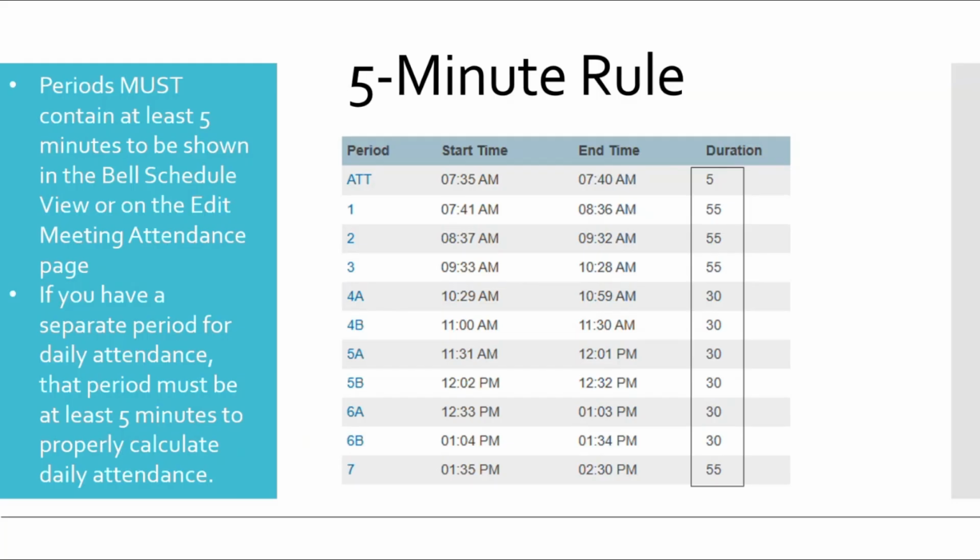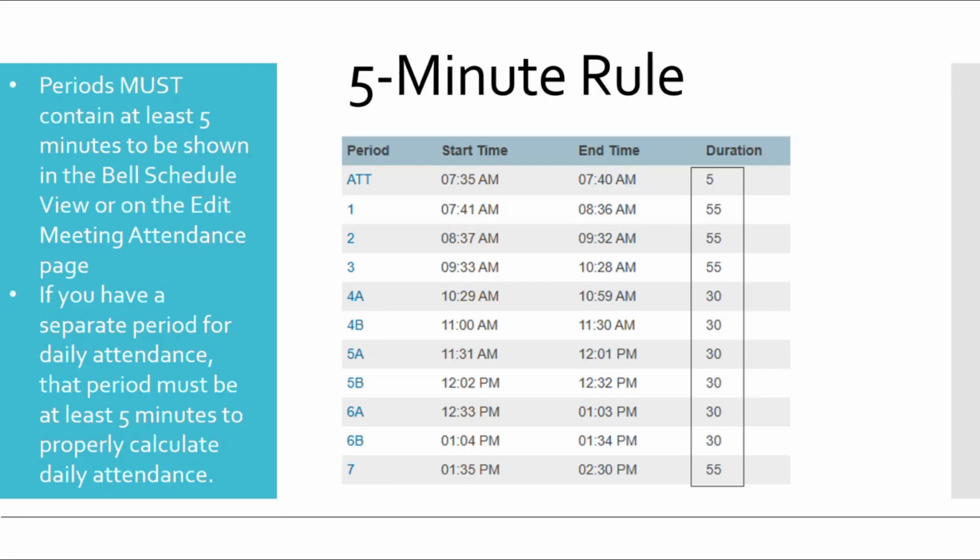So this is where we're getting into some pretty basic best practices recommended by PowerSchool and some things that we've seen that can cause issues with those partial day attendance calculations. The first of those is what I've called the 5-minute rule. Periods must be at least 5 minutes to be shown in the bell schedule view or on the edit meeting attendance page. And if you have a separate period for daily attendance, like this example, where they have called out the ATT daily attendance period, make sure that it is at least 5 minutes to properly calculate daily attendance.